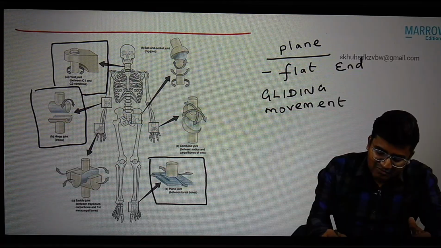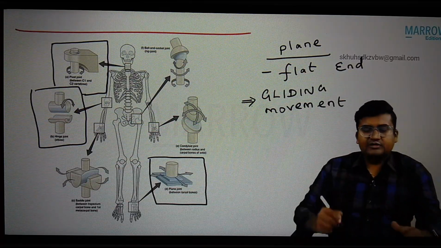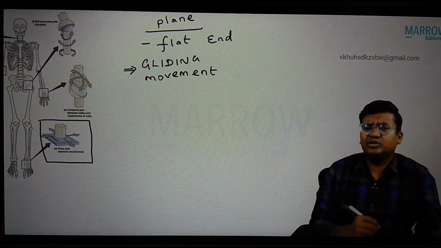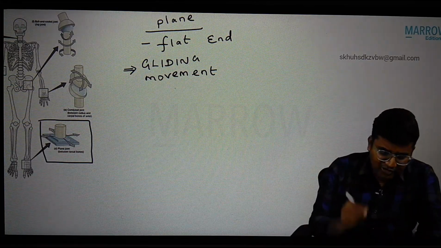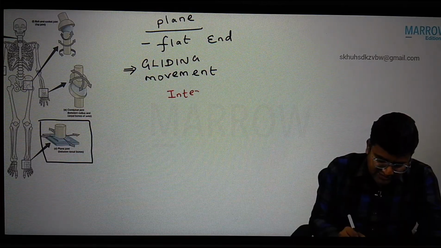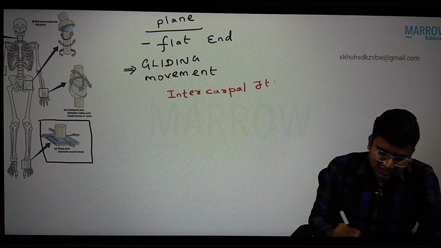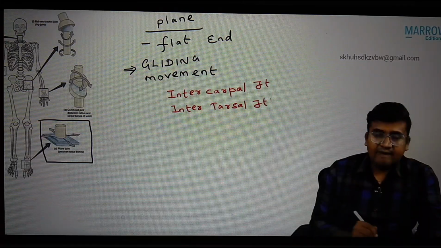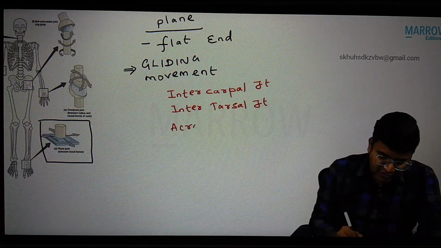Mainly the gliding movement will occur. That is important. Now what are the areas where you see the plane type of synovial joint? Very, very important. Plane type of synovial, number 1, our intercarpal joints. Number 2, intertarsal joints. And then acromioclavicular joint. Very good.